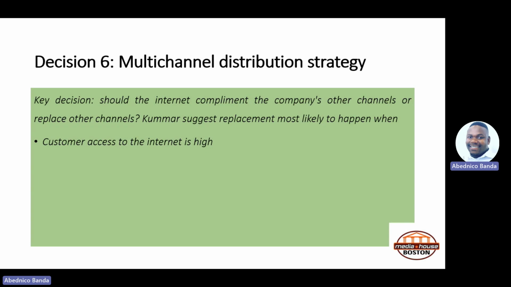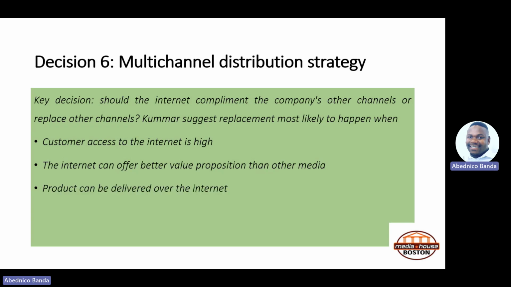Not everyone is online. There are some people who cannot access the internet due to poverty and also due to their physical location. Some are based in rural areas where there's no internet at all, where there's no network signal. Then you can also fully migrate to digital platforms when the internet can offer a better value proposition than other media. So here, when you say other media, we mean traditional media such as billboards, television, radio, and so forth.